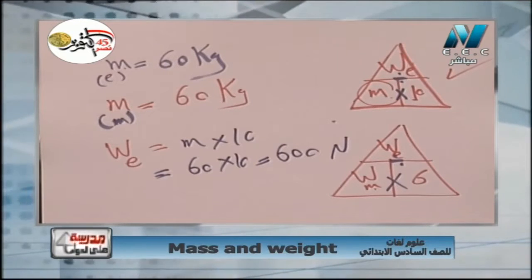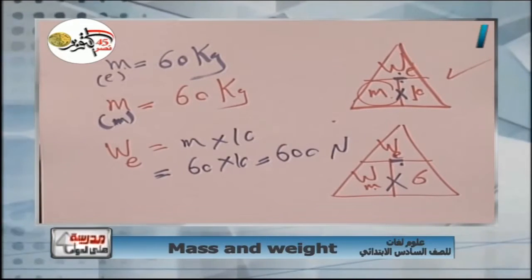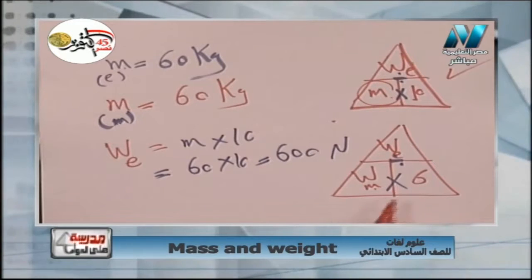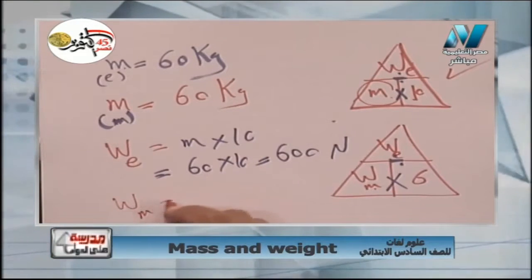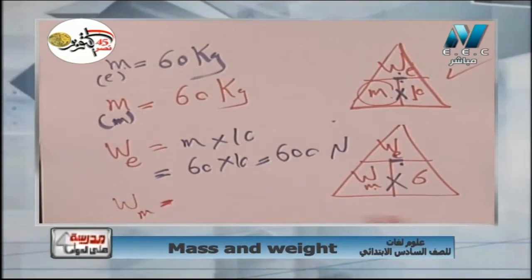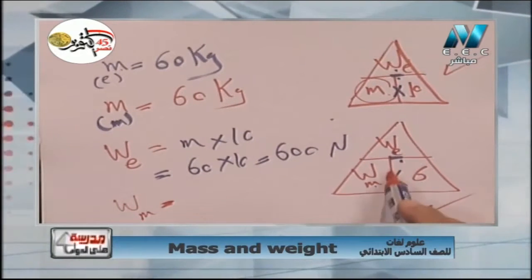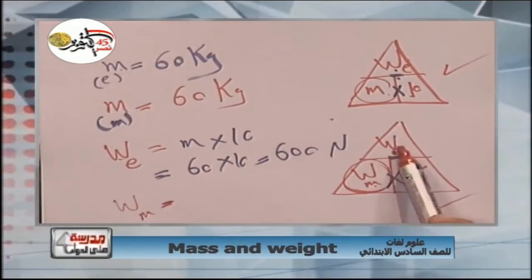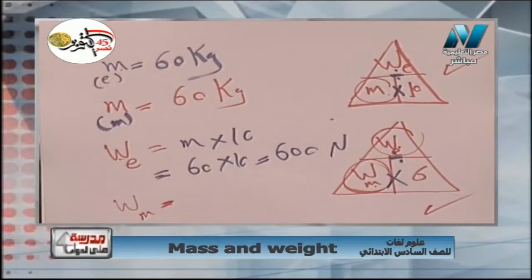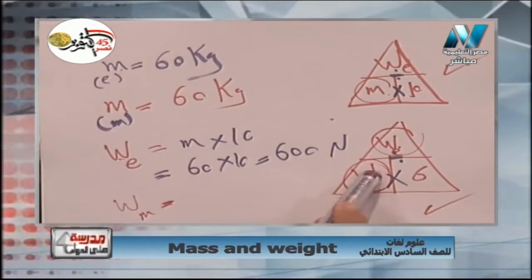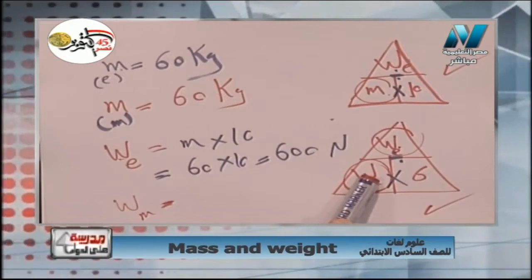دايما بكتب نيوتن مع الويت. اوعى حد يغلط ويكتب كيلوجرام. طب المطلوب الاخير مطلوب مني weight on the moon. شور هستخدم الرول التاني اللي هو ده. ليه؟ انا هنا عايز weight on the moon وعندي weight on the earth اللي هو ده. طب عايز ايه؟ weight on the moon حط صباعي عليه equal what؟ equal weight on the earth divide 6.